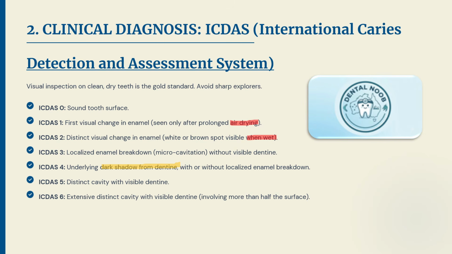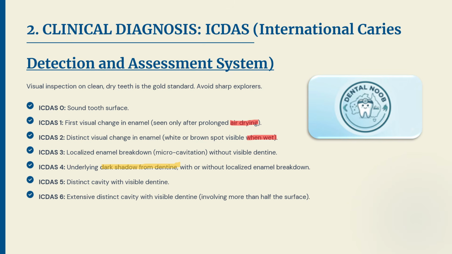Now let's look into the ICDAS system. All this comes in with inspection of clean, dry teeth, which is the gold standard. It also mentions to avoid using sharp explorers. Now, ICDAS is classified on a scale of 0 to 6, and 0 indicates a sound tooth surface.